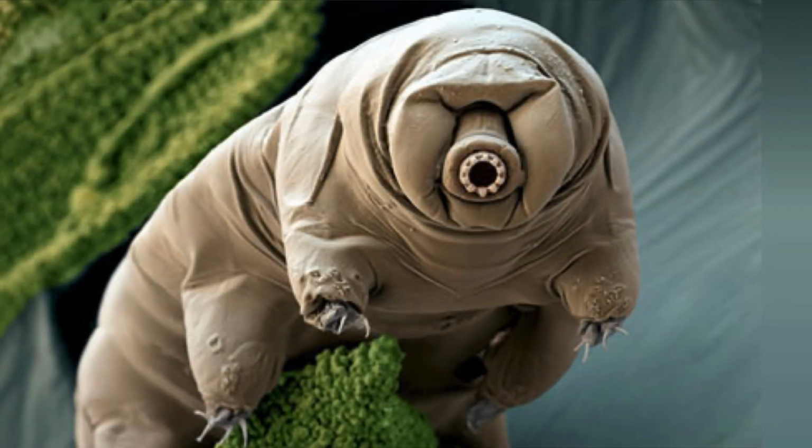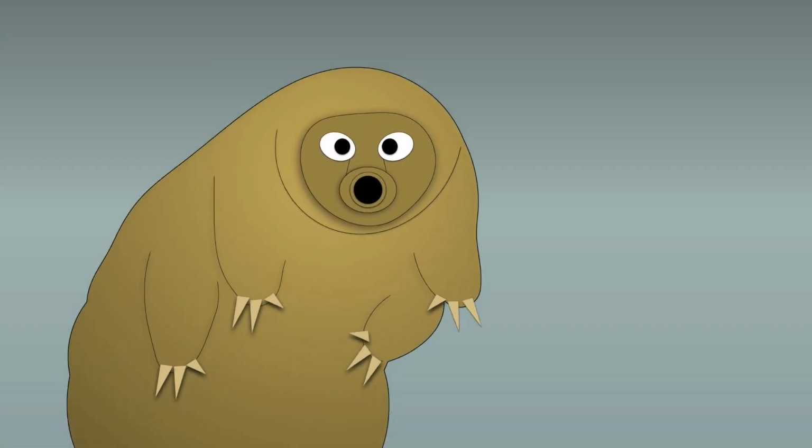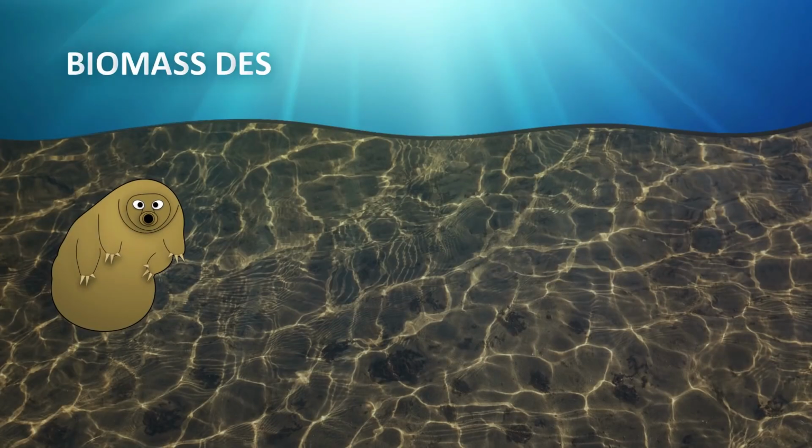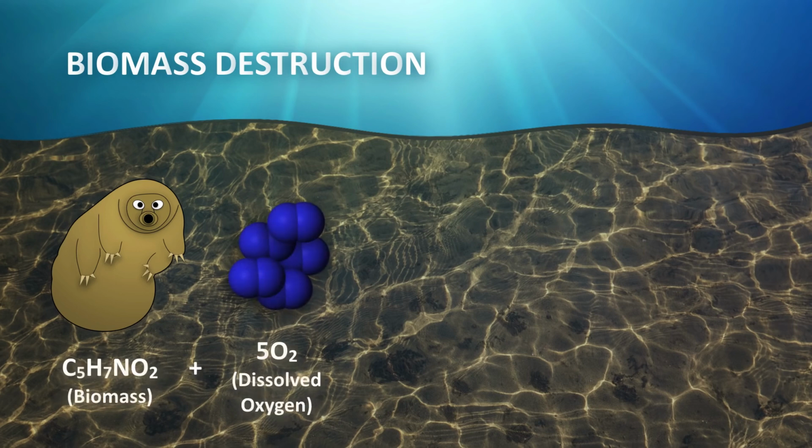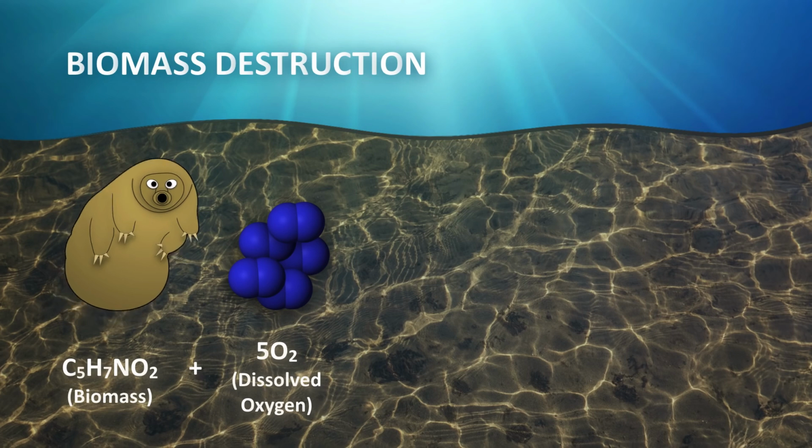The first biological process in an aerobic digestion system is the biomass destruction. In biomass destruction, food supply is depleted, so microorganisms consume their own protoplasm to obtain energy for cell maintenance reactions. This reaction is described in the following chemical equation. The biomass requires 5 moles of oxygen in order to oxidize its own protoplasm.